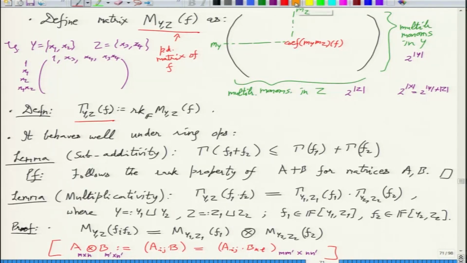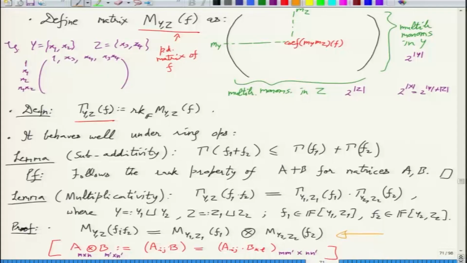So what we have is, this question is then well defined. You take these two matrices, take the tensor product and compare it with the matrix for F1 times F2. So now how do you show that these two are equal? You are looking at a coefficient of F1 and a coefficient of F2, and in the tensor product they will be multiplied.